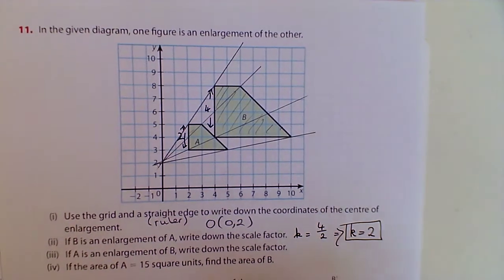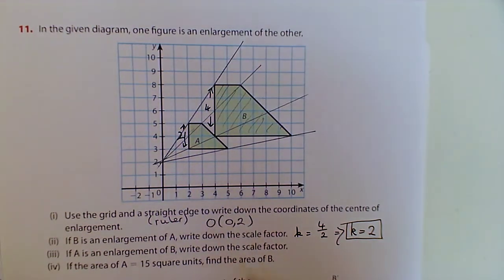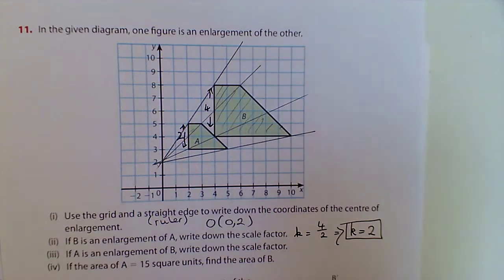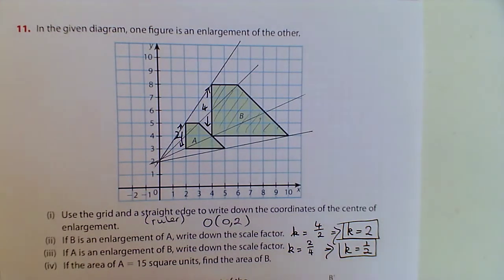Here's a question though. What about if it was a contraction rather than an enlargement? What if A was the one that we'd enlarged from B? What would the scale factor be then? Well, it would just be the opposite way around. 2 over 4, which would be a half. So when the scale factor is less than 1, we're not enlarging something, we're shrinking it.